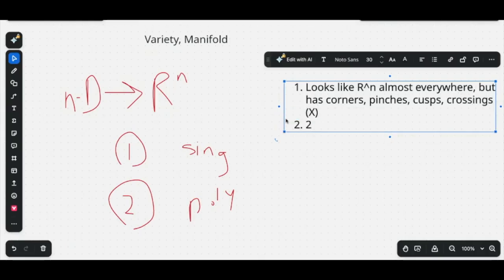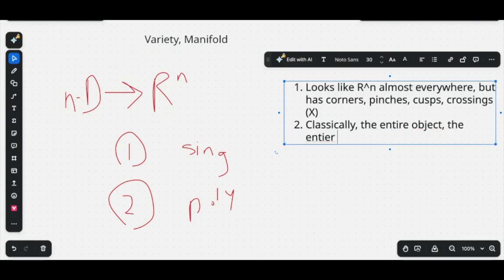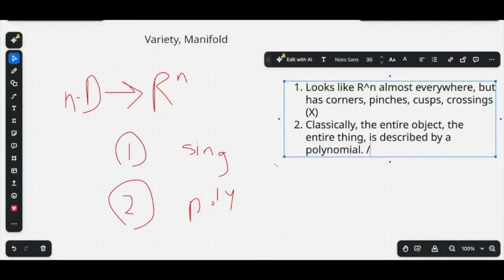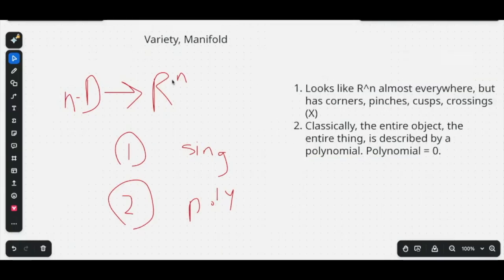And two, classically, the entire object, the entire thing is described by a polynomial. Specifically, it is a polynomial set equal to 0. So we call it the 0 set of a polynomial.